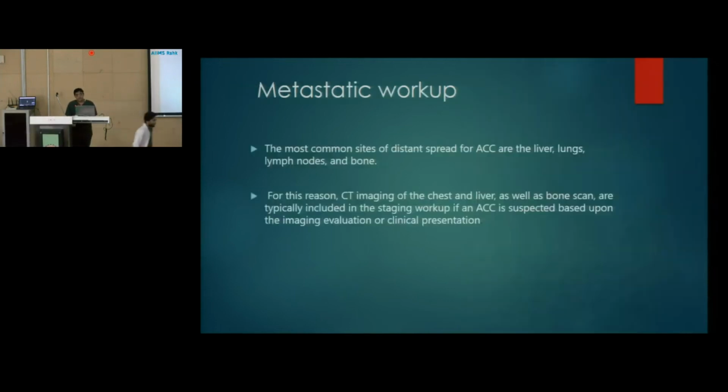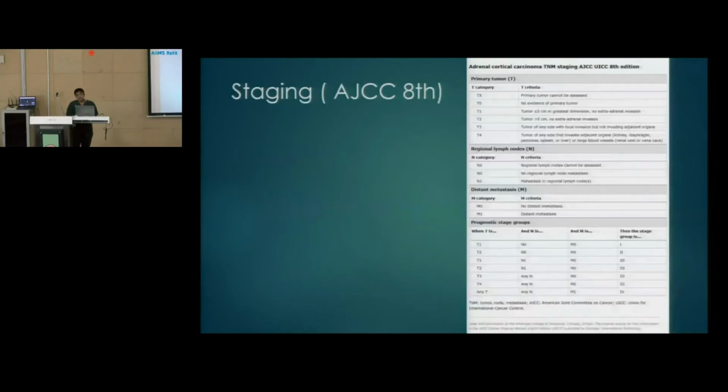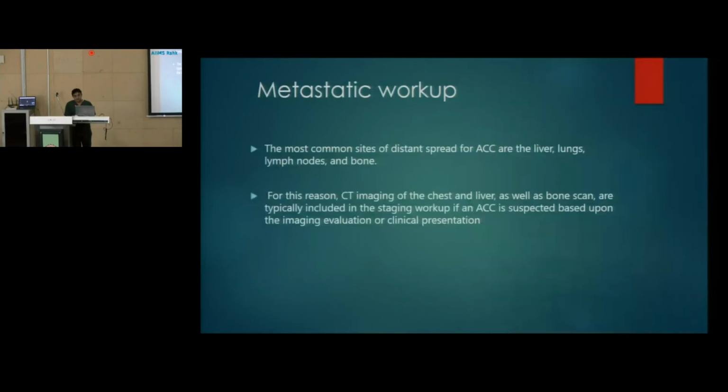So according to stage group, stage 1 is the tumor that is T1 or T2, and stage 2 is the localized tumor, stage 3 is the tumor that is nodal positive or having local extension, and stage 4 is metastatic adrenocortical carcinoma.